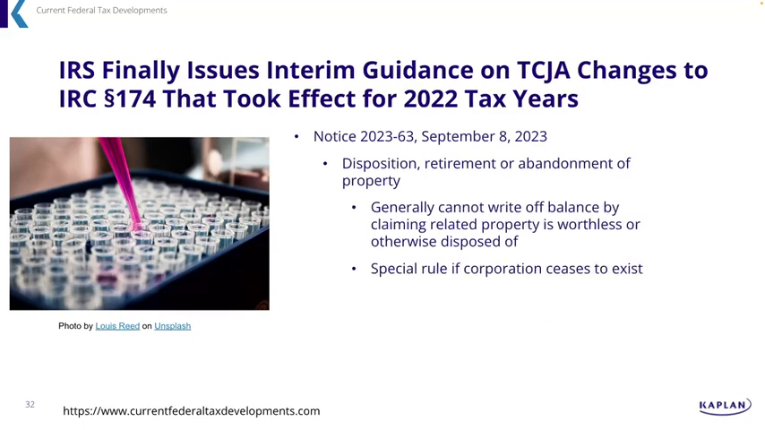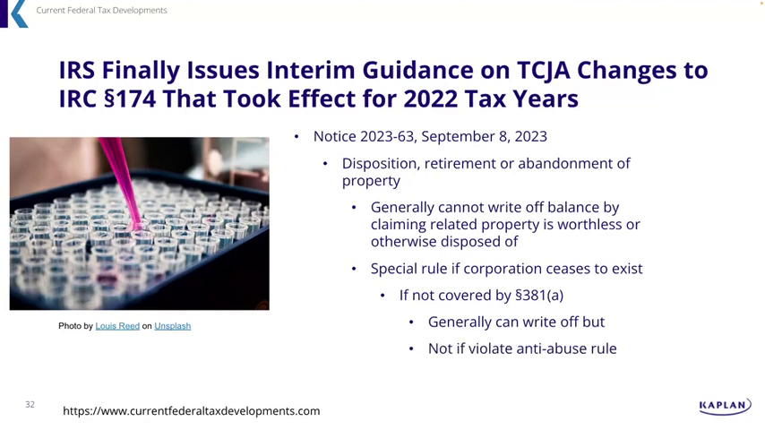If the transaction is not covered by 381(a), so we don't get carryover of NOLs and other things, then generally you can write it off. So this would be normally like a straight up, the company went under, right? It's its final year, we liquidated it. You could write off the unamortized balance. However, there is an anti-abuse rule.